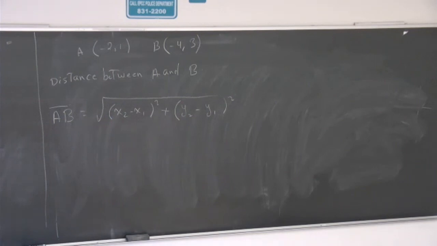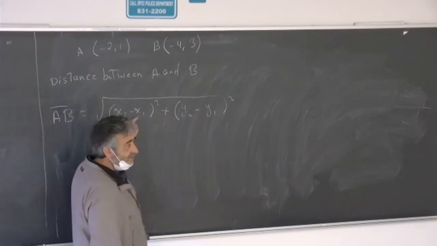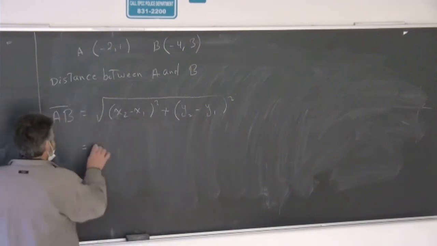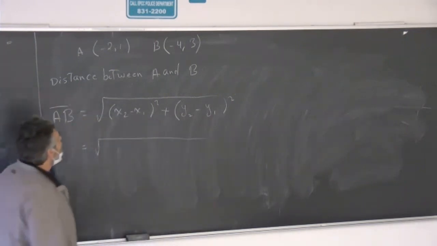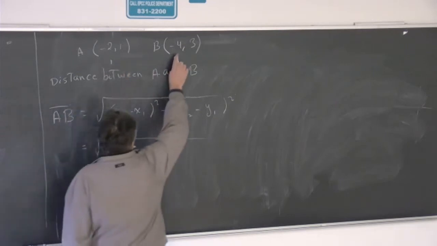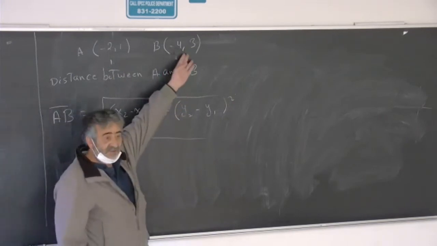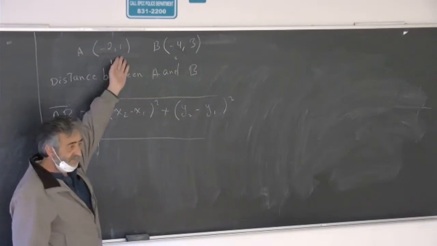Now here's another thing: which one is point 1, which one is point 2? I don't care. Just apply the numbers. I subtract the 2 x's, subtract the 2 y's, and I'm done. So what is that equal to? For the purpose of illustration, let's consider this is point 1, this is point 2. So this has an x2 value and y2 value, and this one has x1 value and y1 value.